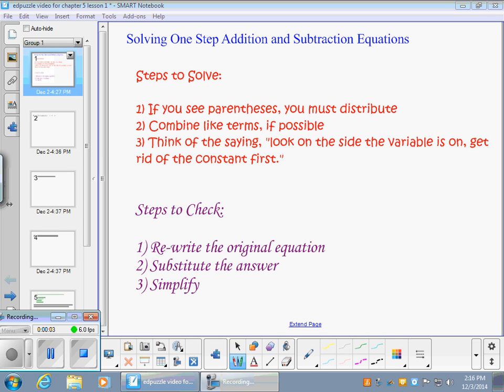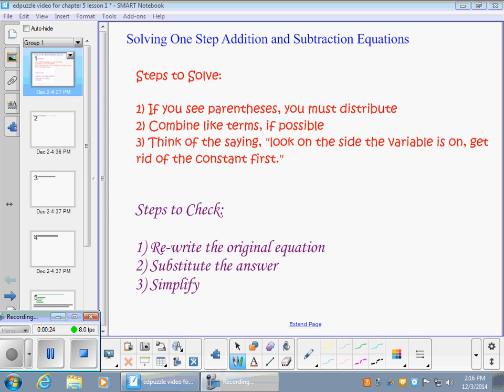Okay, so today we are going to review one-step addition and subtraction equations. The steps to follow when you are solving these equations. First, look to see if there are any parentheses, and if there are, you must distribute. Next, combine any like terms if possible.